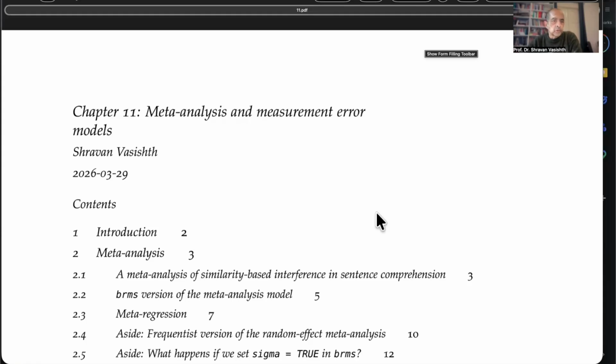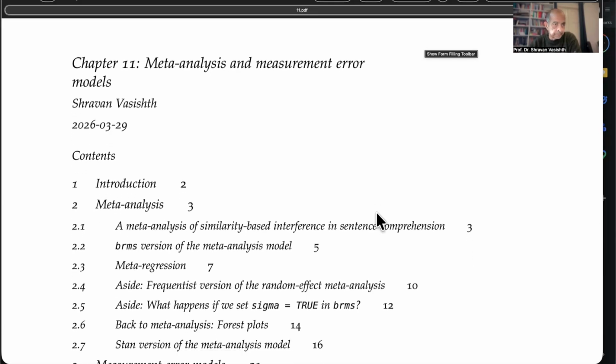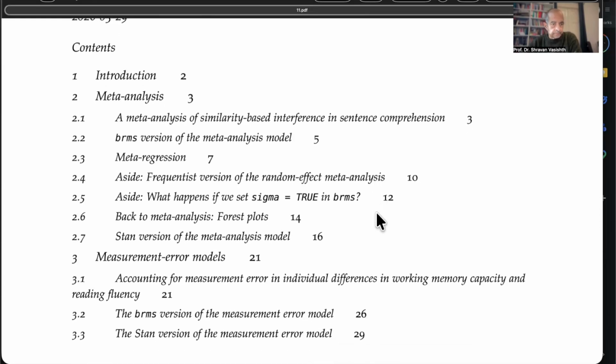In this lecture, I'm going to introduce the material in chapter 11 of the textbook, Meta-analysis and Measurement Error Models. These two topics are usually not taught in statistics courses in linguistics, psychology, and psycholinguistics, but I think that they're very important topics that can have a very big impact on one's research agenda.